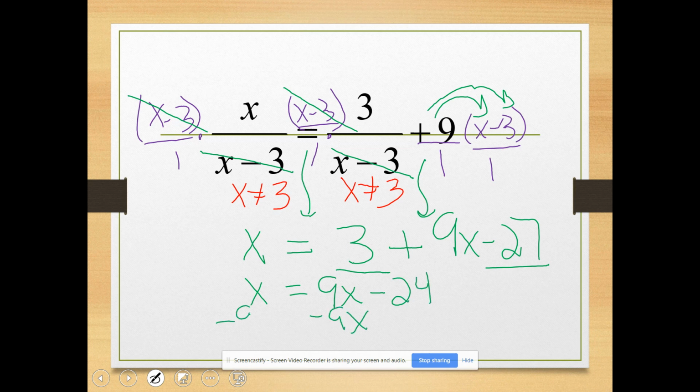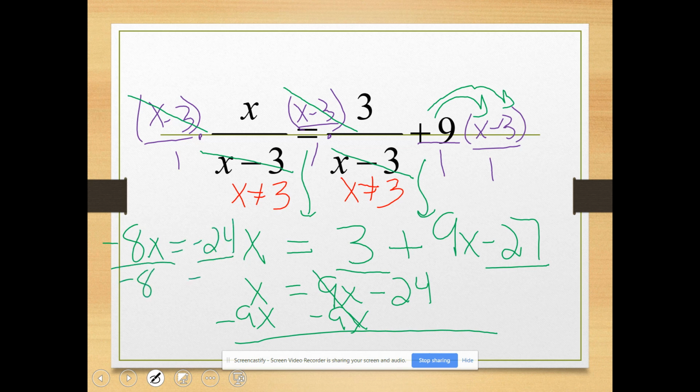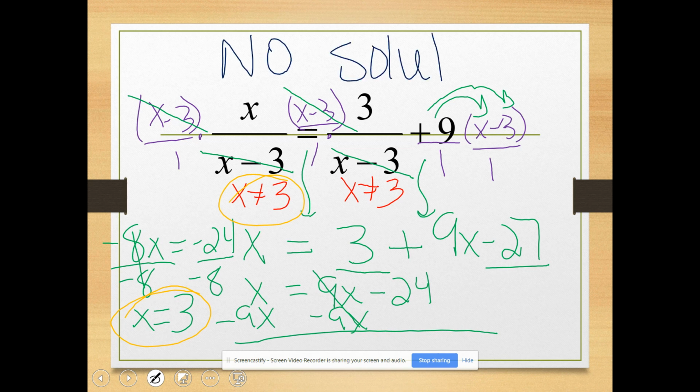I'm going to bring my 9x over with its like term of 1x. So that gives me negative 8x is equal to negative 24. Divide both sides by negative 8. And we get x is equal to 3. So now we need to check. Well, our restriction matches our solution. So that means we are not allowed to have that 3 as an answer. And since I have no other possible answers for that, this has no solution.